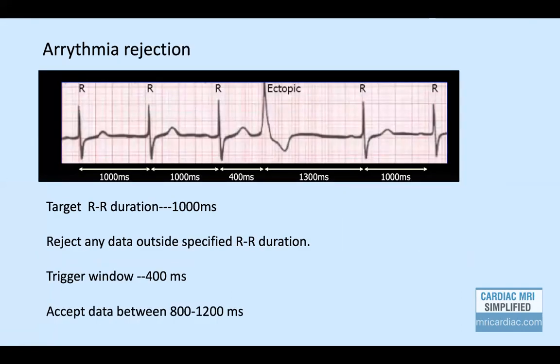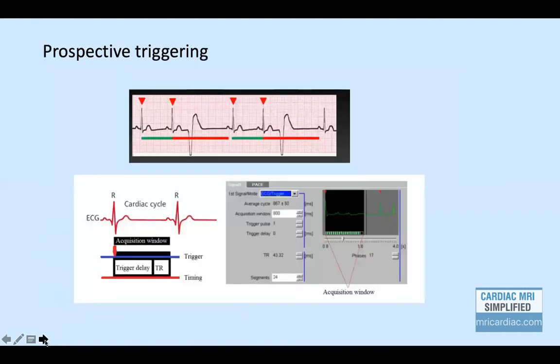In using arrhythmia rejection, it is important to understand the trigger window. In this case, whenever you see the ectopic, use the trigger window so that the entire ectopic will not be taken into account. For example, here the data will be accepted between 800 and 1200, so this beat will not be taken into consideration, it will be rejected. The time of acquisition will increase, but at least the image quality would be optimal.